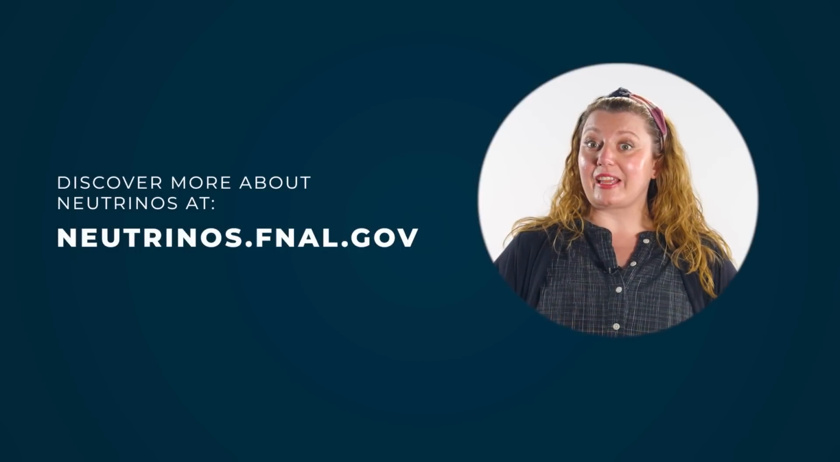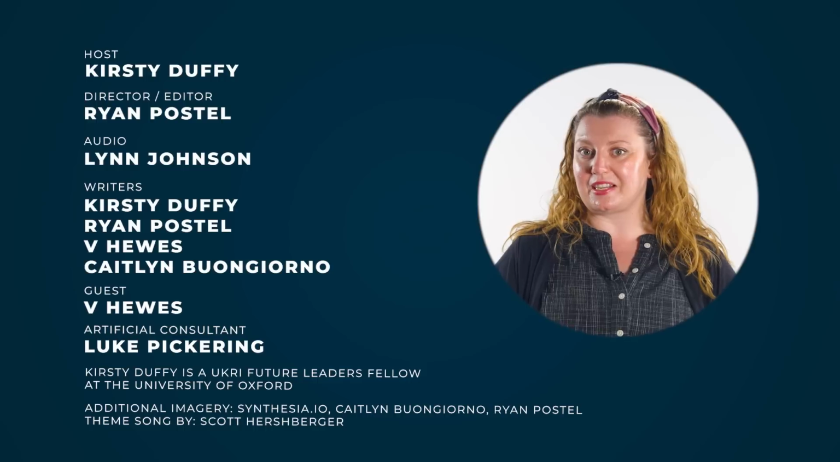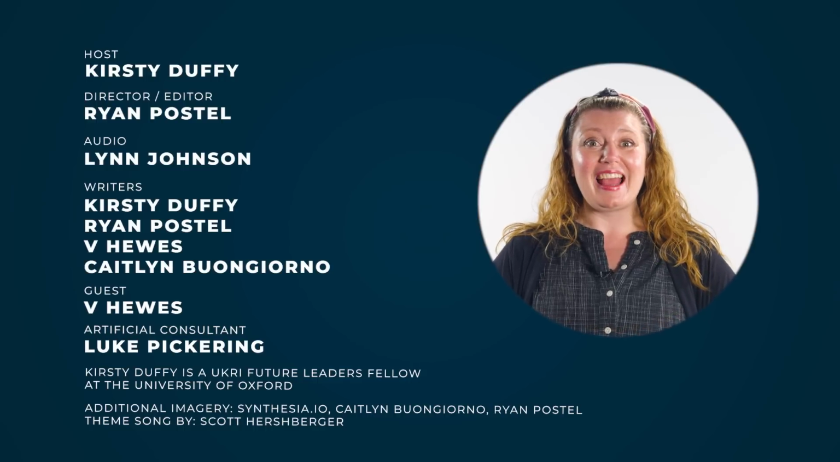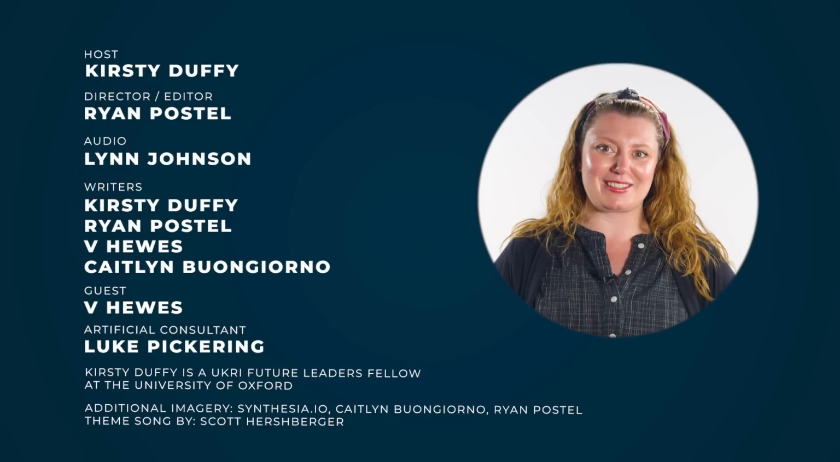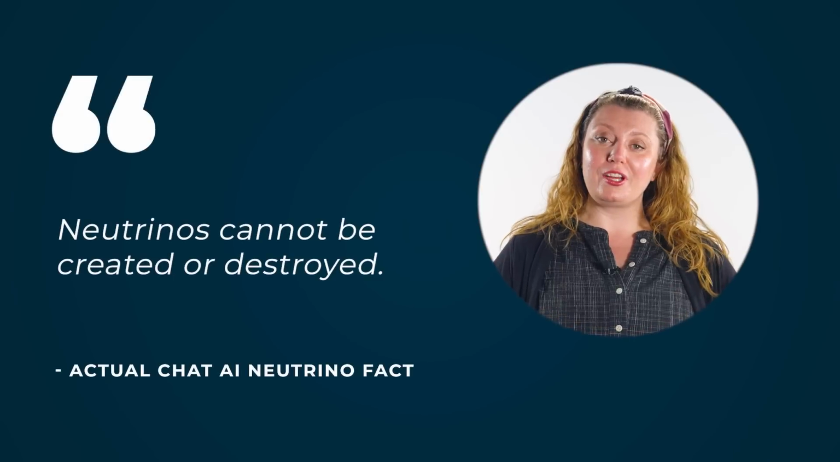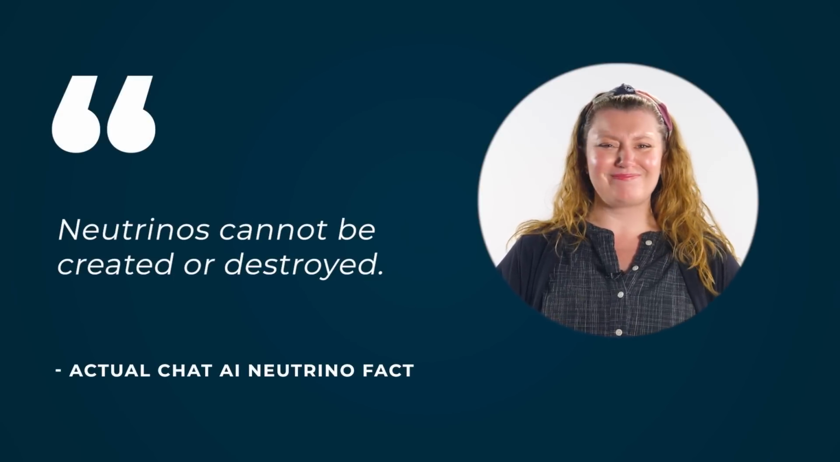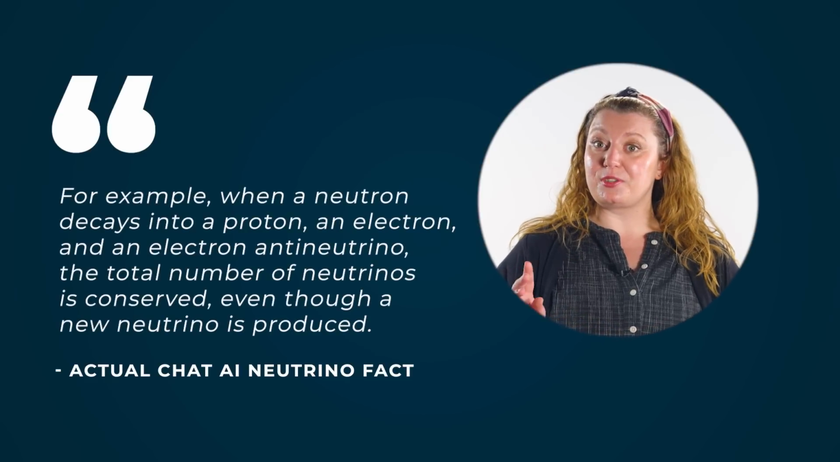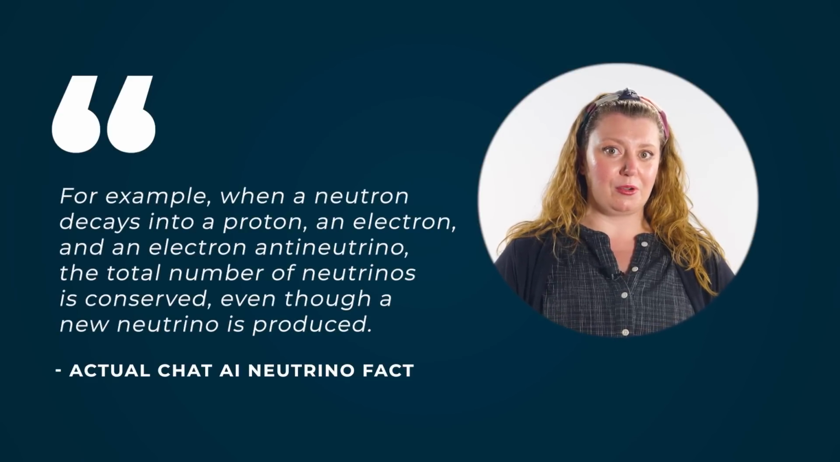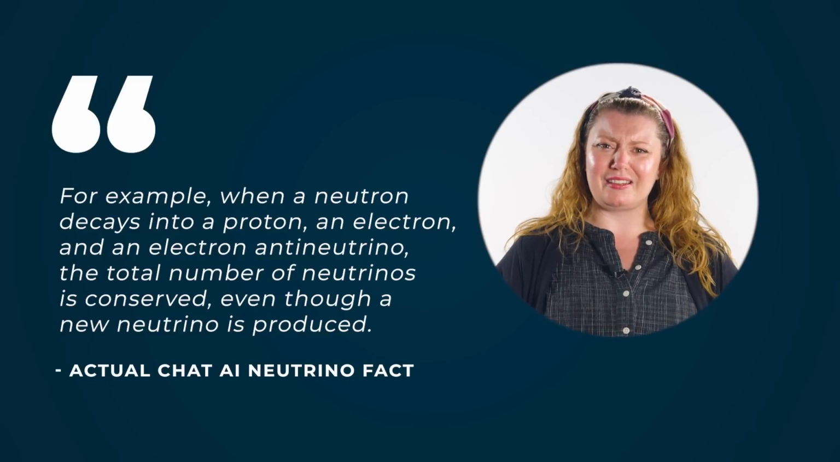Okay, I think our jobs are safe for now. Author Neil Gaiman recently said that AI doesn't give you information, it gives you information-shaped sentences. That's pretty accurate. AI chatbots have confidently told me many things about neutrinos that are not true facts. Here's my personal favourite. Neutrinos cannot be created or destroyed. This is something we all learn at school applies to energy, not so much for neutrinos. It goes on. For example, when a neutron decays into a proton, an electron, and an electron antineutrino, the total number of neutrinos is conserved, even though a new neutrino is produced. I mean, what?